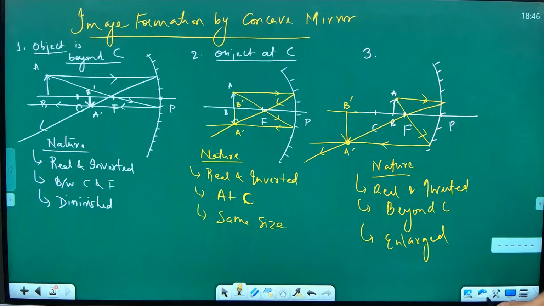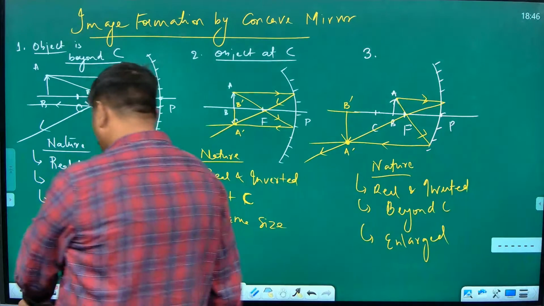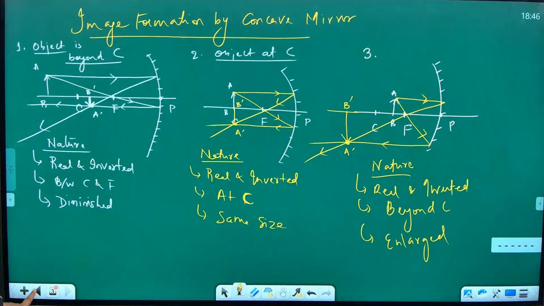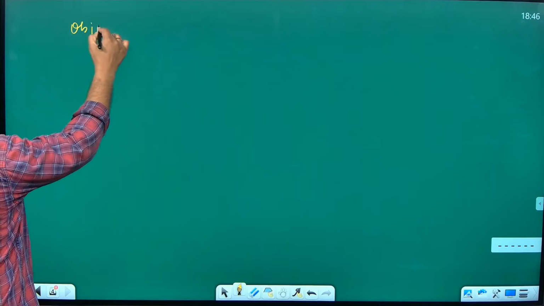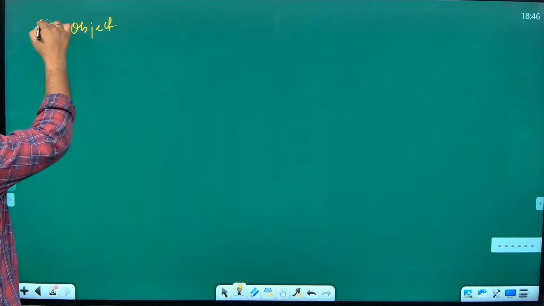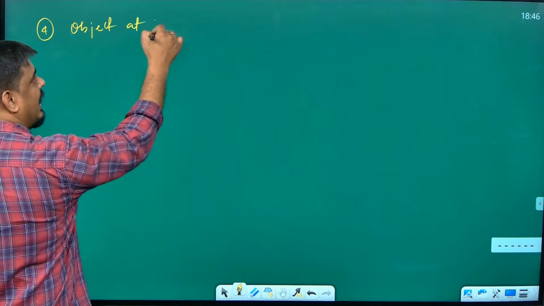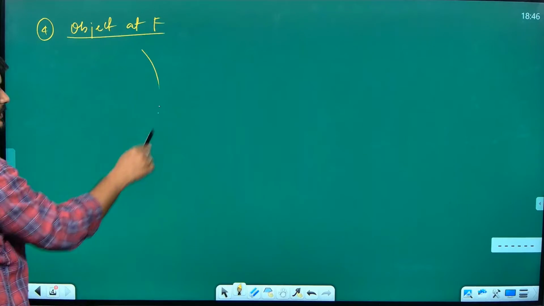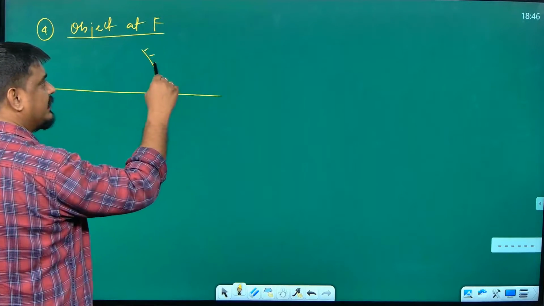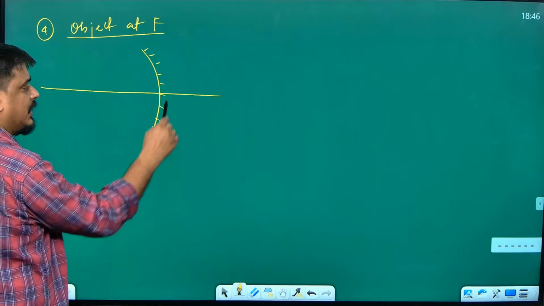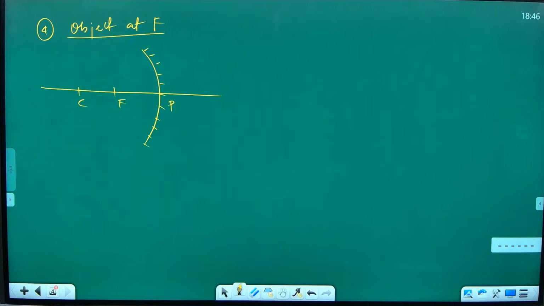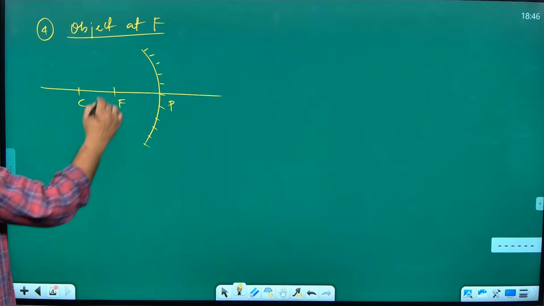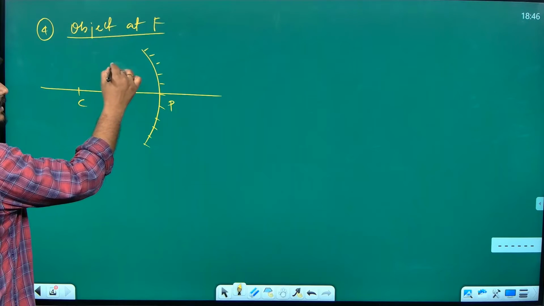Next, I am going to keep the object even closer, at the focus. Can I keep the object at focus? Now I am going to keep the object at focus. That is the fourth image I am drawing. Object at focus. See here, I have the concave mirror, I have drawn the pole, the focus, the center of curvature, and I have placed the object at F.